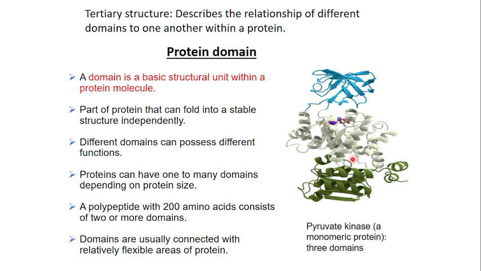So this is a picture of pyruvate kinase, a monomeric protein which has three domains given three different colors. A protein can have one, two, or as many domains as it can have, connected via a few flexible regions, via many interactions, and then giving you a total tertiary structure of the protein.